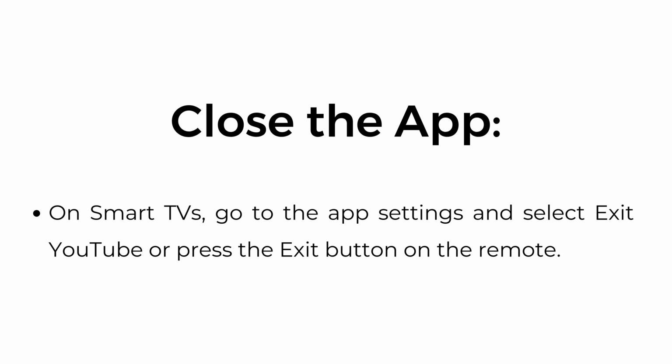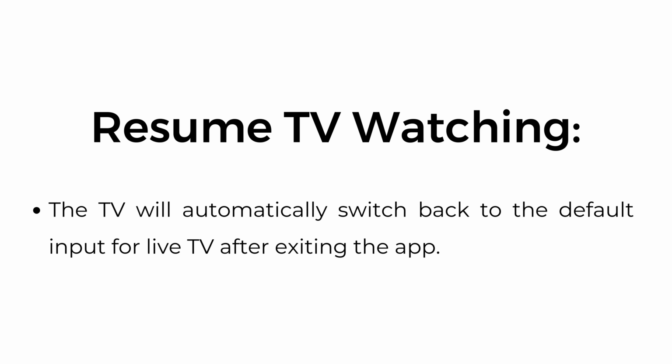4. Exit YouTube on smart TVs. Close the app. On smart TVs, go to the app settings and select Exit YouTube or press the Exit button on the remote. Resume TV watching. The TV will automatically switch back to the default input for Live TV after exiting the app.